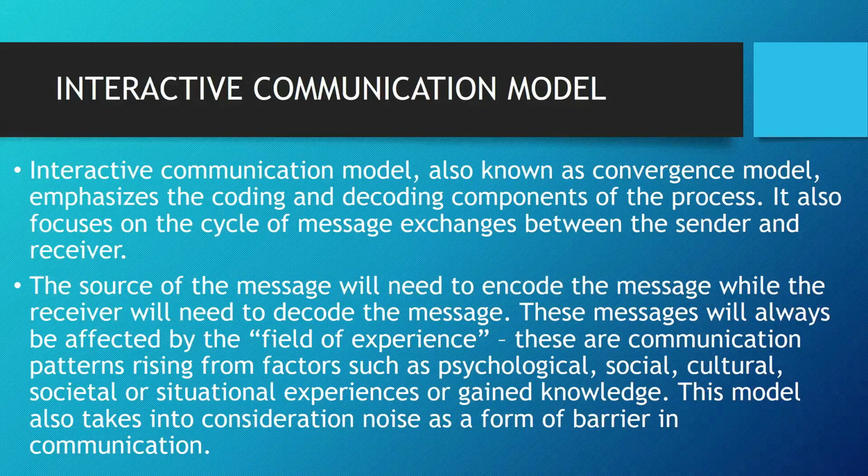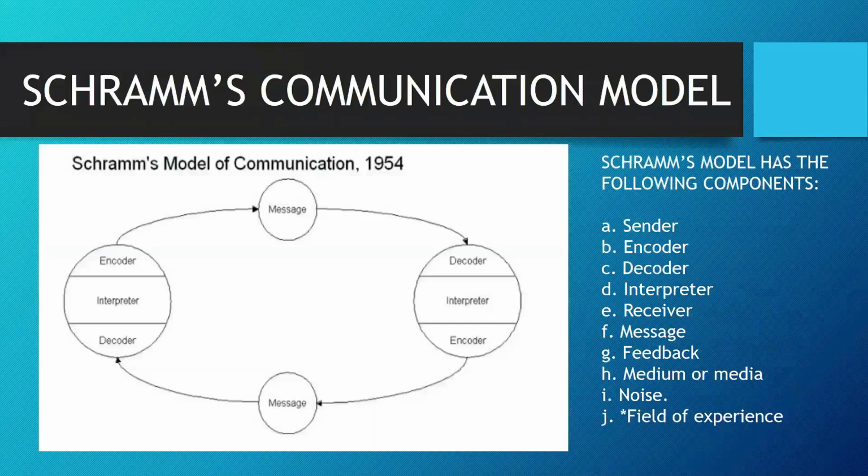So I have here an example of the interactive communication model. We have here Schramm's communication model. It has the following components. We have the sender, encoder, decoder, interpreter, receiver, message, feedback, medium or media, noise, and lastly, of course, we have the field of experience. So, of course, we will first start with the sender, or the source of the message.